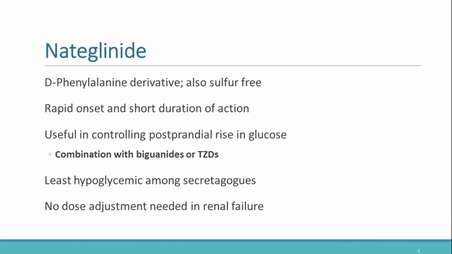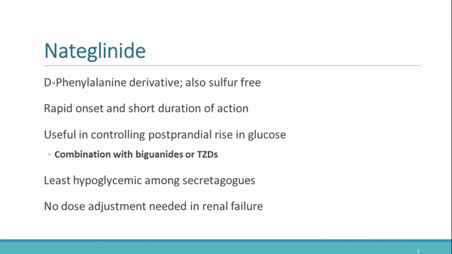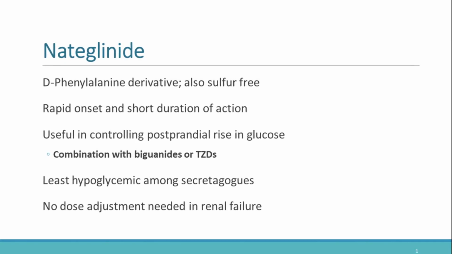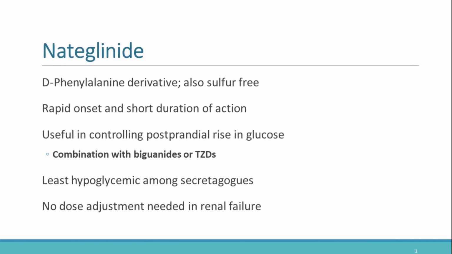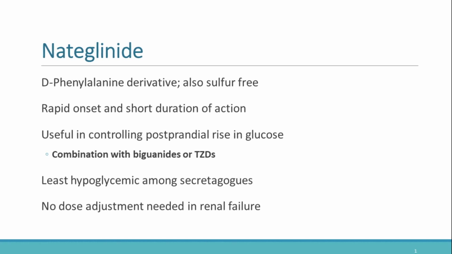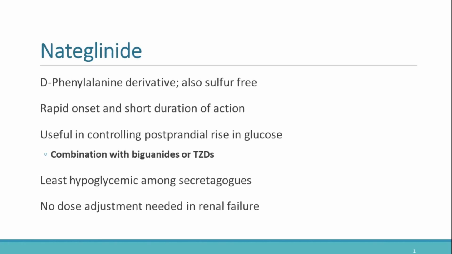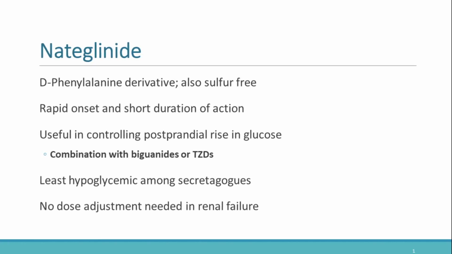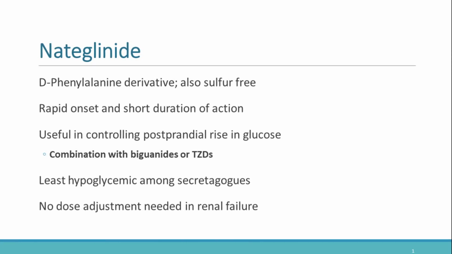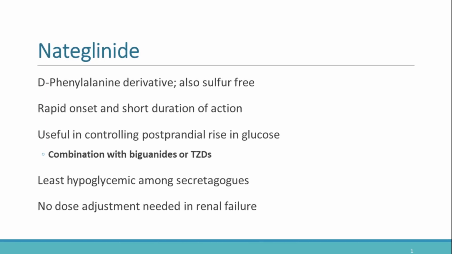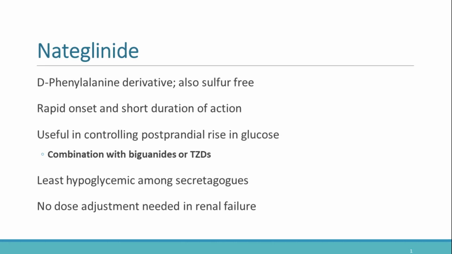Nataglinide, a D-phenylalanine derivative, stimulates rapid and transient release of insulin from beta cells through closure of the ATP-sensitive K+ channel. It is absorbed within 20 minutes after oral administration with a time to peak concentration of less than 1 hour. For the same reason, it is useful to control postprandial rise in glucose. Hypoglycemia is the main adverse effect. It can be used in patients with renal impairment and in the elderly.